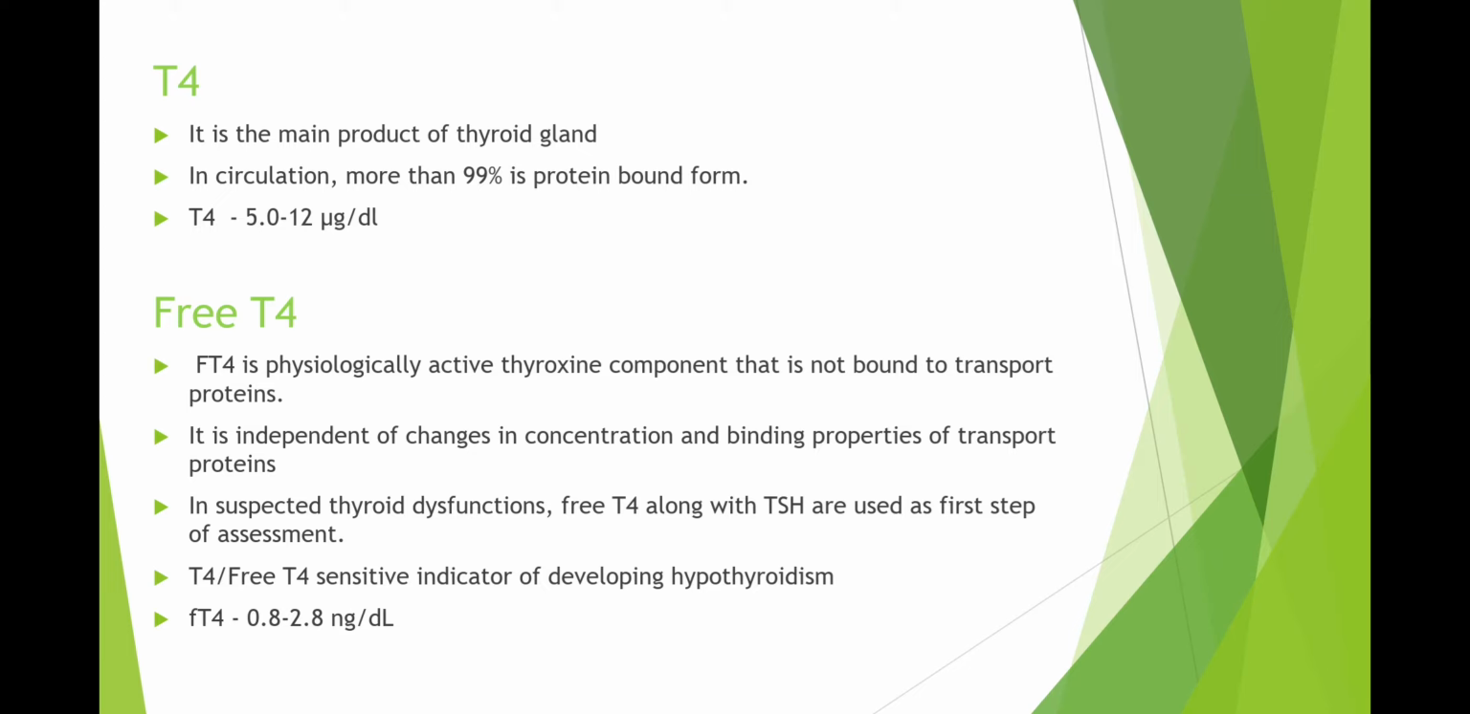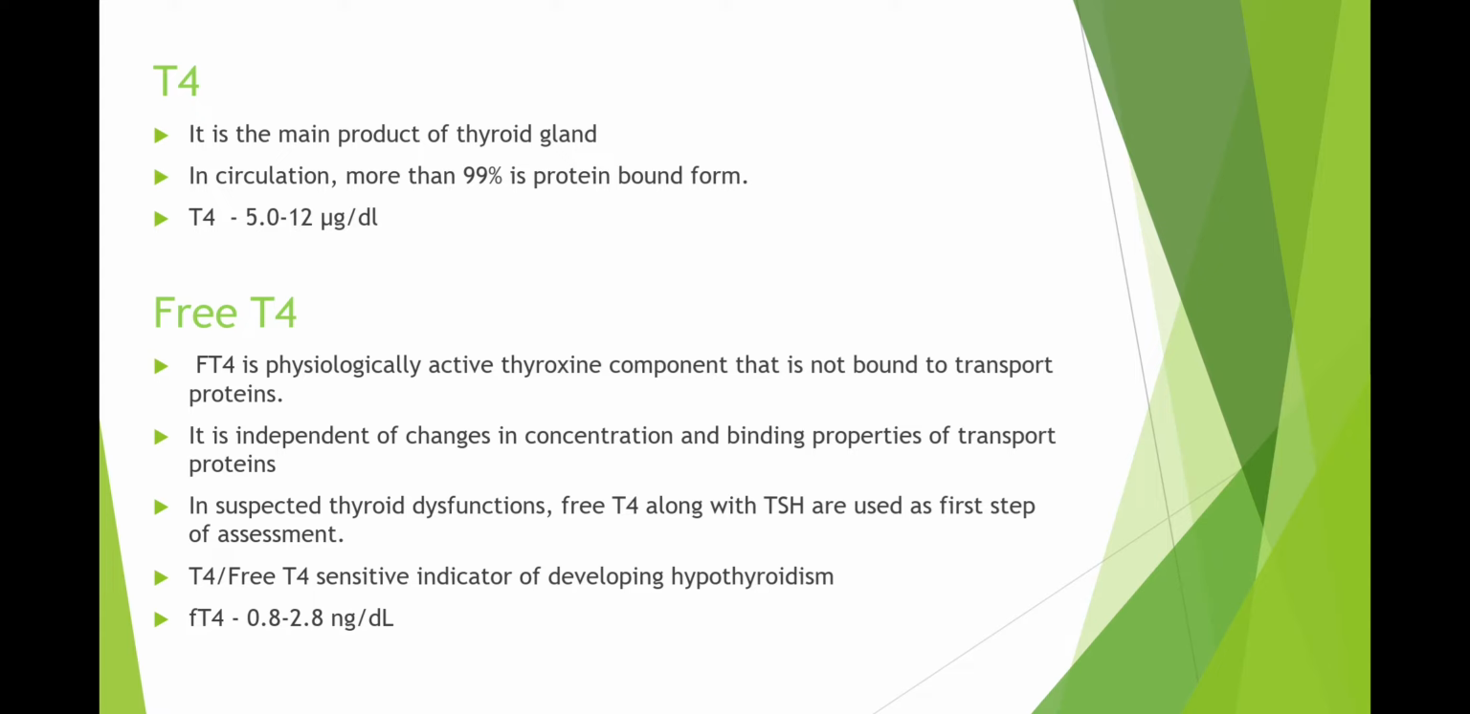T4 is the main product of the thyroid gland. In circulation, more than 99% is in the protein-bound form. The normal range of T4 is 5 to 12 micrograms per dl. Free T4 is the physiologically active thyroxine component that is not bound to the transport proteins. It is independent of changes in concentration and the binding properties of transport proteins.